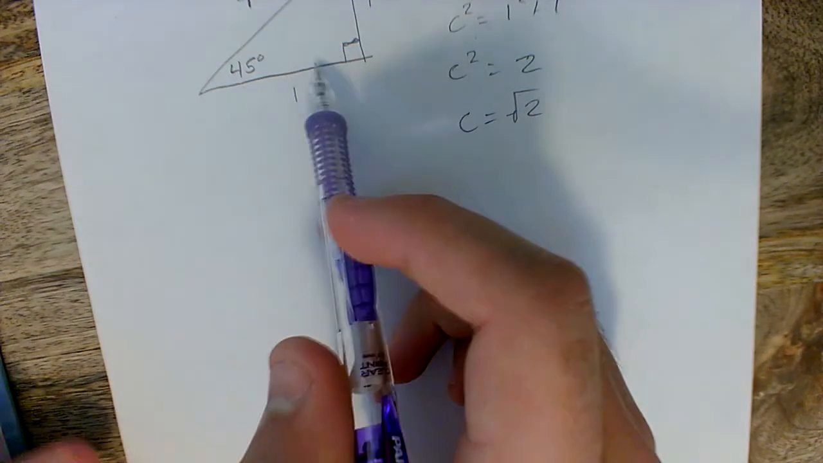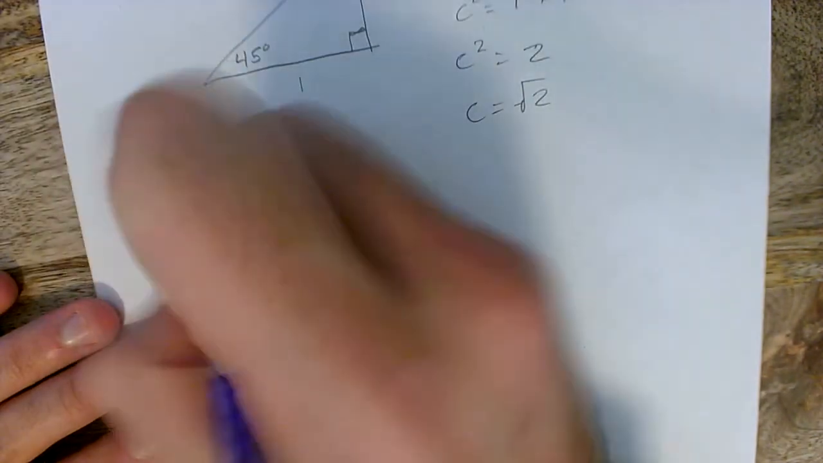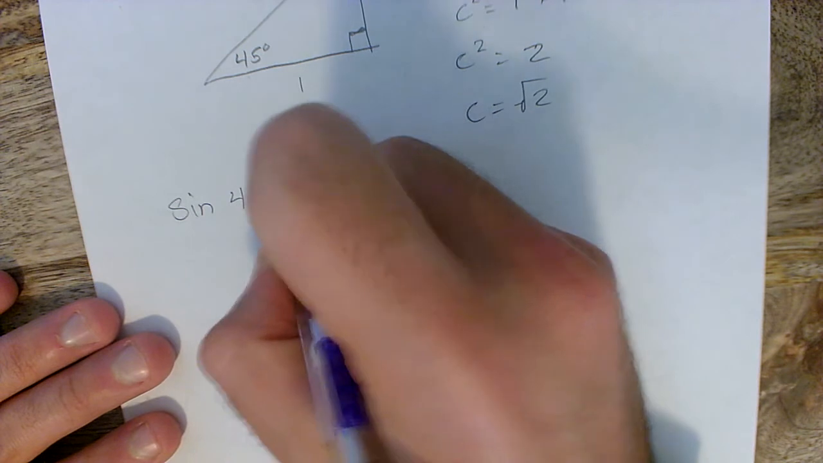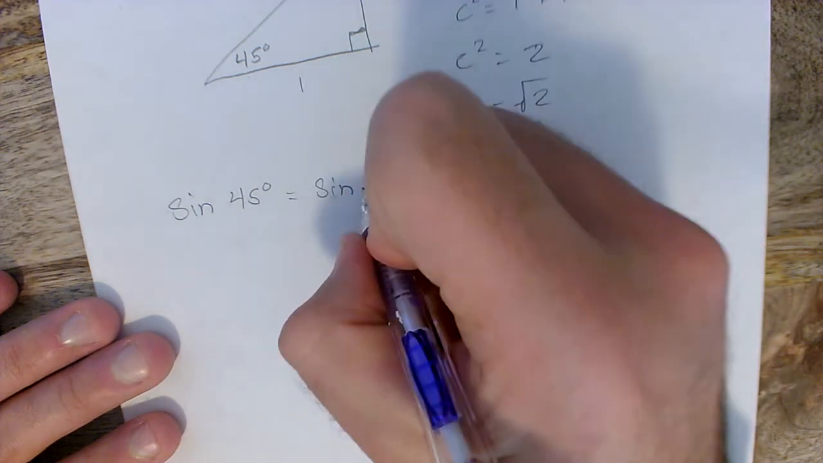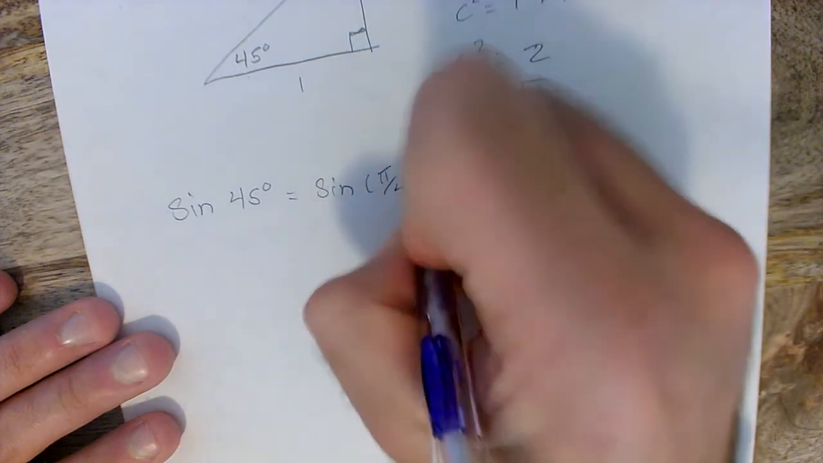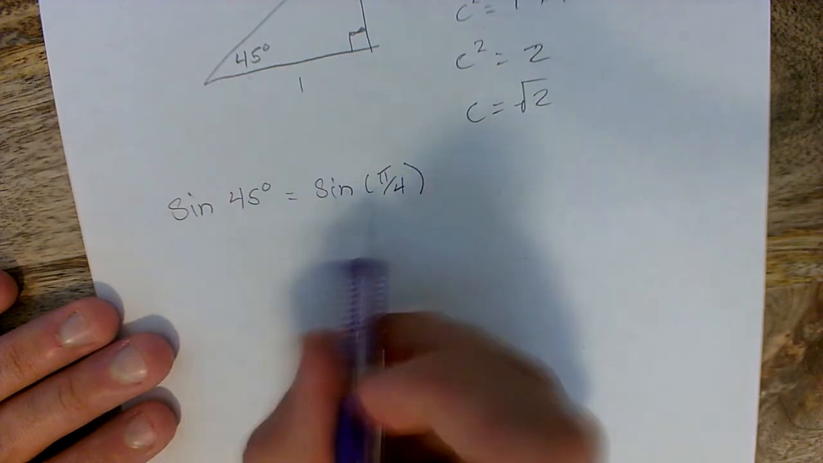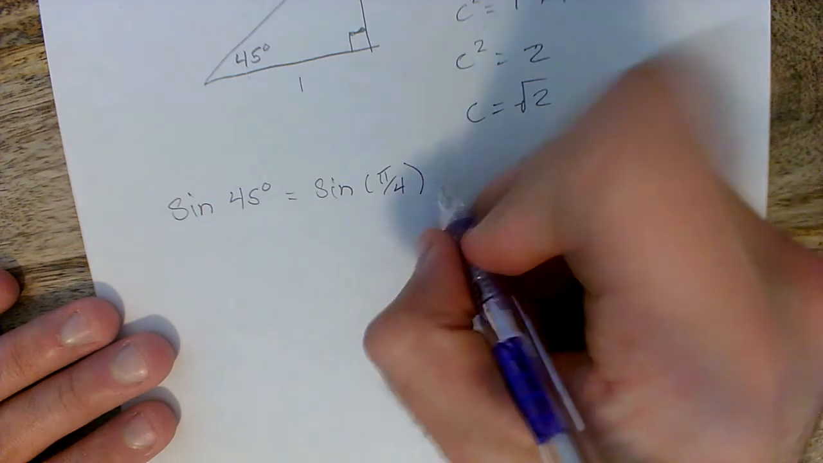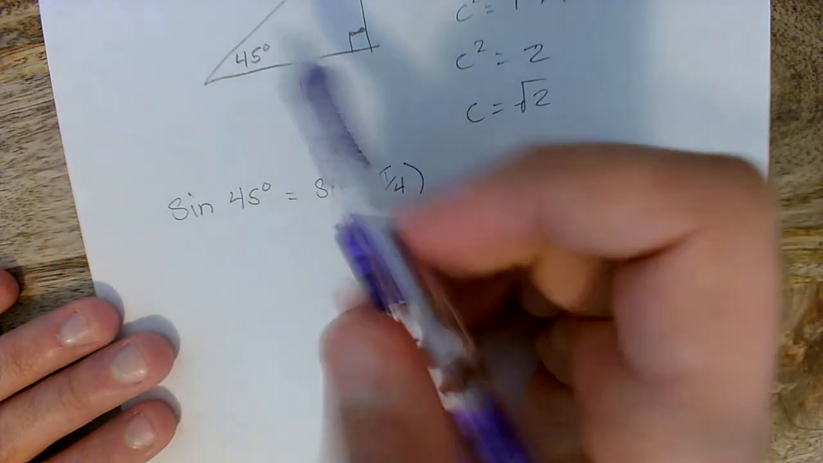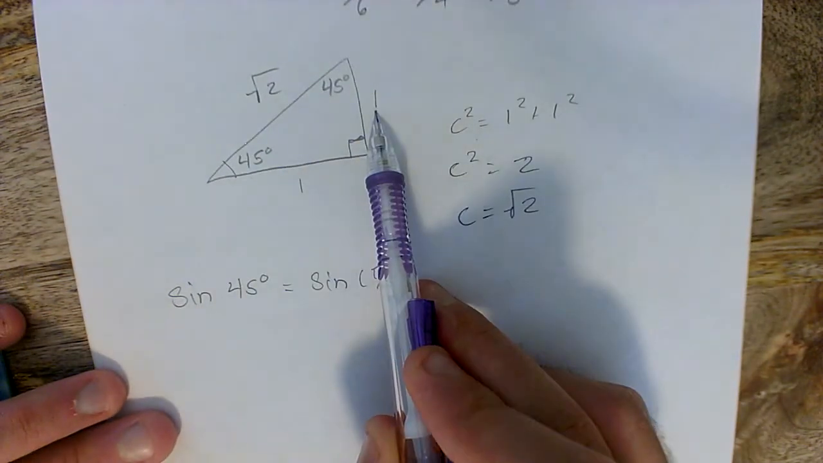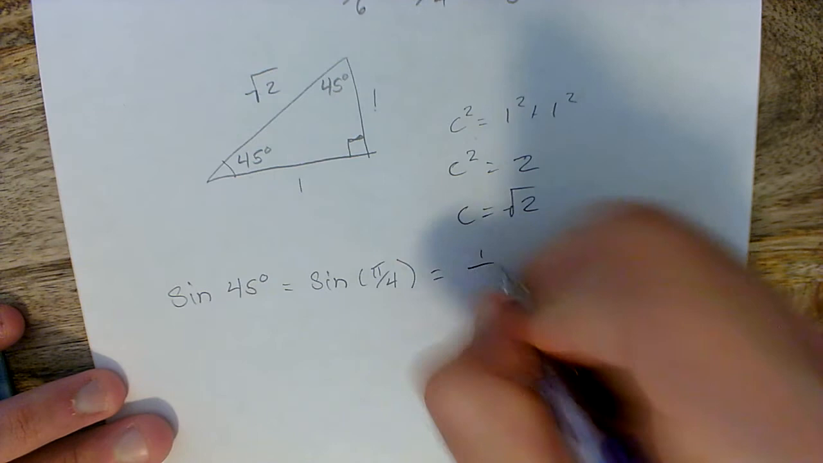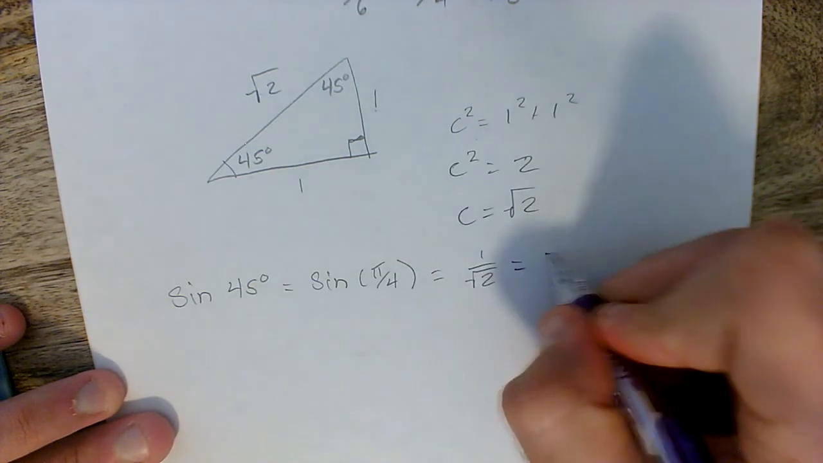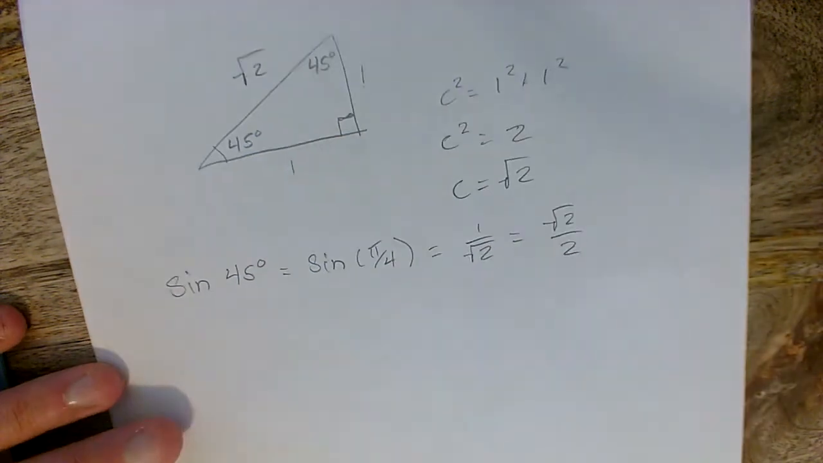All right. So now let's use this to figure out what sine of 45 degrees, which is equal to the sine of pi over 4 radians, is. If you're using your calculator, you have to make sure you specify whether you're using degrees or radians. If we're talking about this angle here, the sine of 45 degrees is the opposite over the hypotenuse, so it's equal to 1 over the square root of 2. And if you rationalize, this is the square root of 2 over 2.